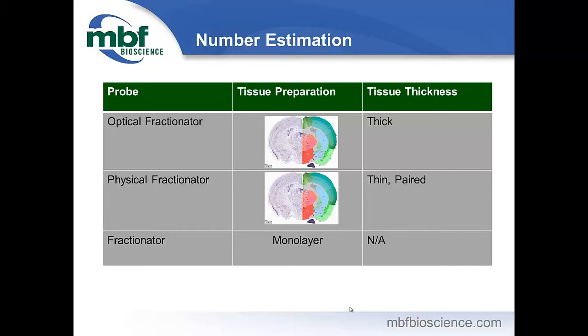Of course, you wouldn't need the isotropy for estimating number, but do keep in mind when you look at a biopsy that you are only finding out about what's going on in the biopsy, and it's not necessarily representative of the whole organ.